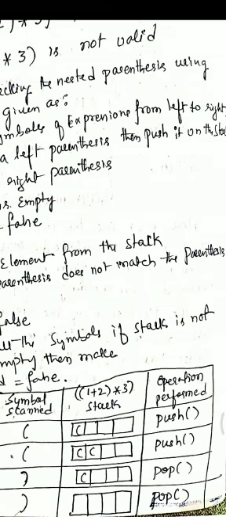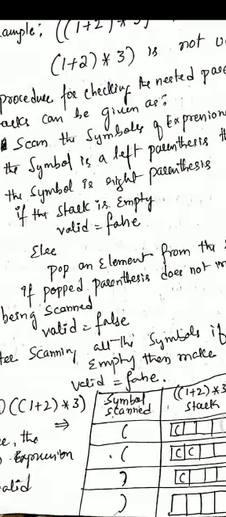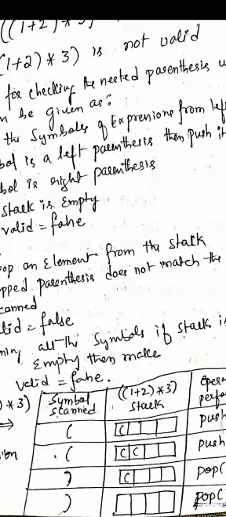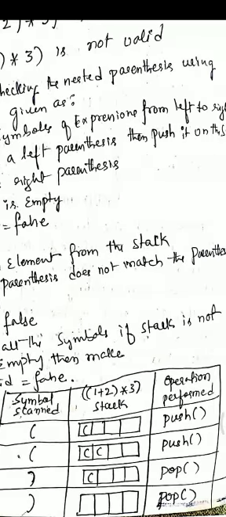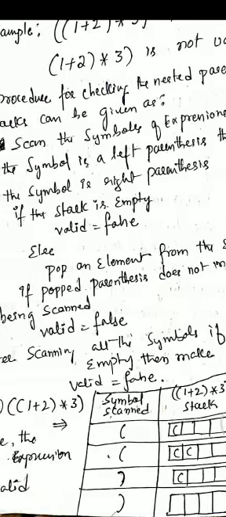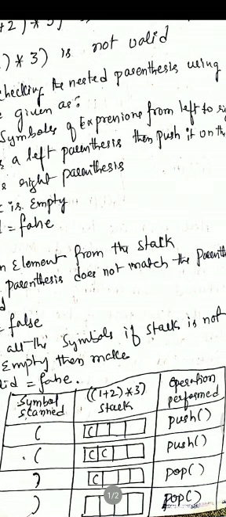First, in the given expression, the first symbol is a left parenthesis, the second is a left parenthesis, the third is a right parenthesis, and the next is also a right parenthesis. In the second step, we are going to apply the rule: if the symbol is a left parenthesis, then push it onto the stack.